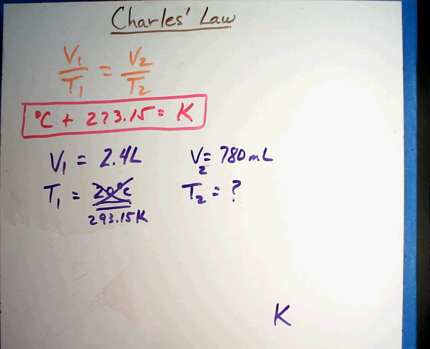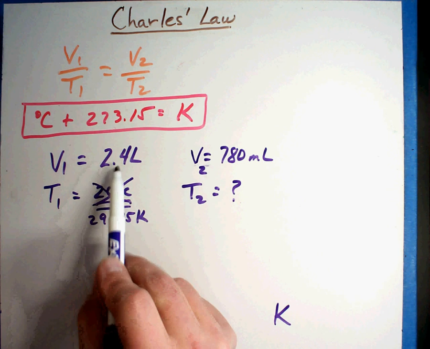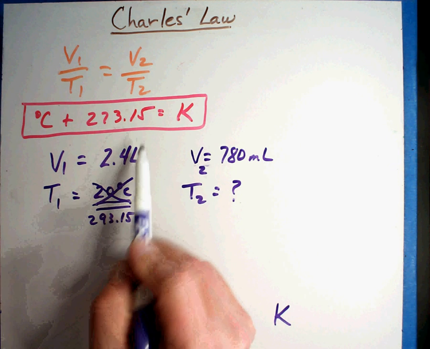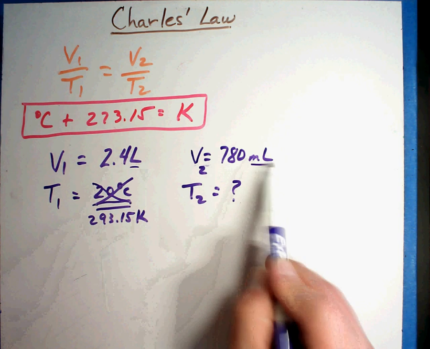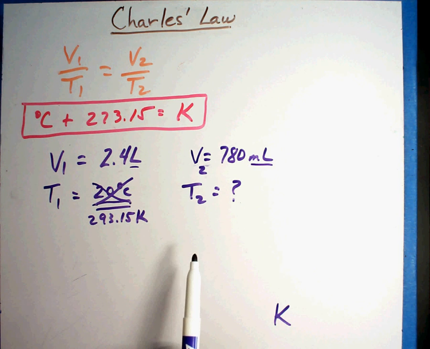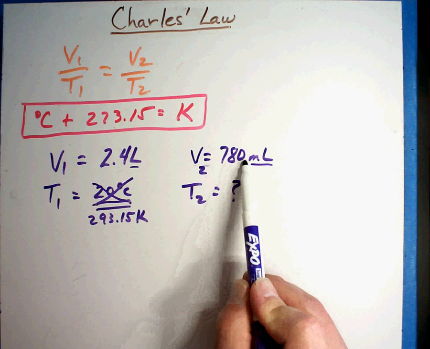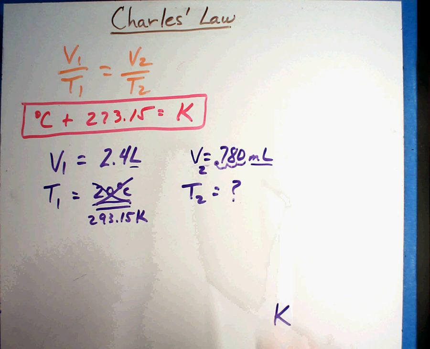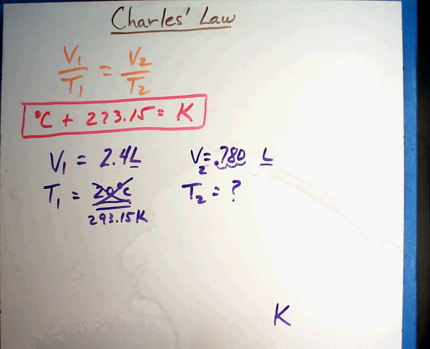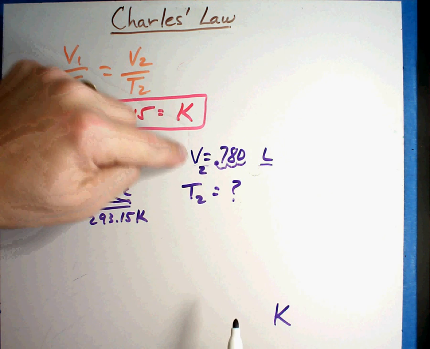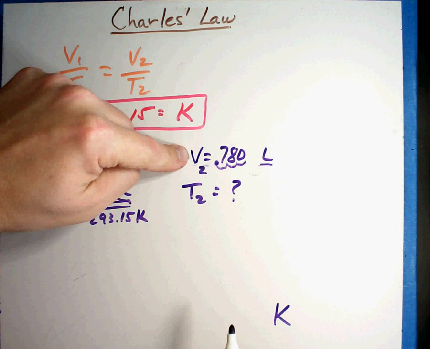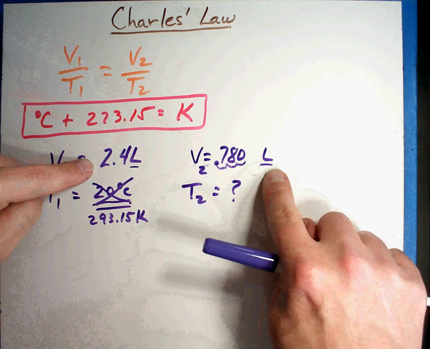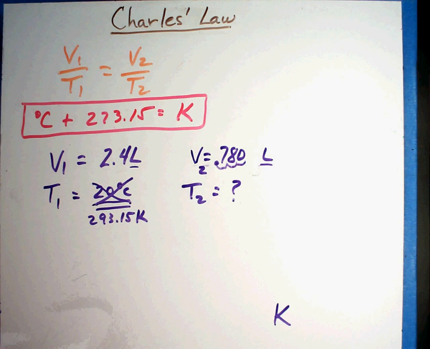Now there's another quick problem, and that is that my volumes don't match. Liters is a volume, and milliliters is a volume, but they don't match, and they're supposed to match. So I need to change one so that they match. The easiest thing to do is take the milliliters, back the decimal up 3 spots, and take the milli off, and so that's 0.78 liters. Now we did this same thing when we were doing Boyle's law when we had to convert units, but they have to match. So let's work the problem and see what we get.